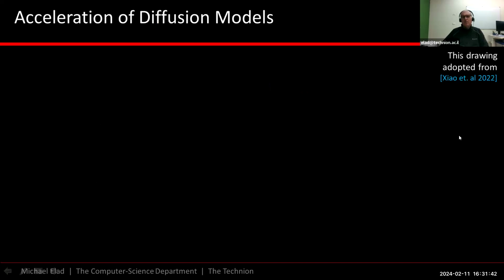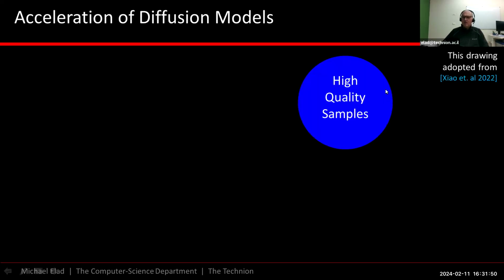Here is a drawing I borrowed from a paper by Xiao that was published in 2022. And in this drawing, the authors say the following. What is it that we are after with generative models for images? We would like high quality samples. High quality samples, that means for us good looking images, which is just to say that we need high precision.